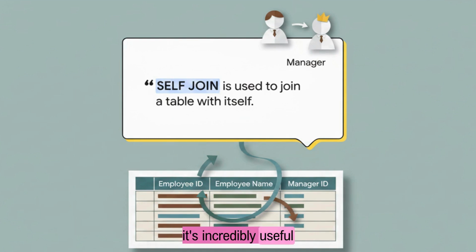Well, it's incredibly useful for comparing rows within the exact same table. The classic example is mapping out employee and manager relationships. Think about it. A manager is also an employee, right? So instead of making two separate tables, you just keep everyone in one unified employee table and use a self-join to link a manager ID right back to an employee ID.